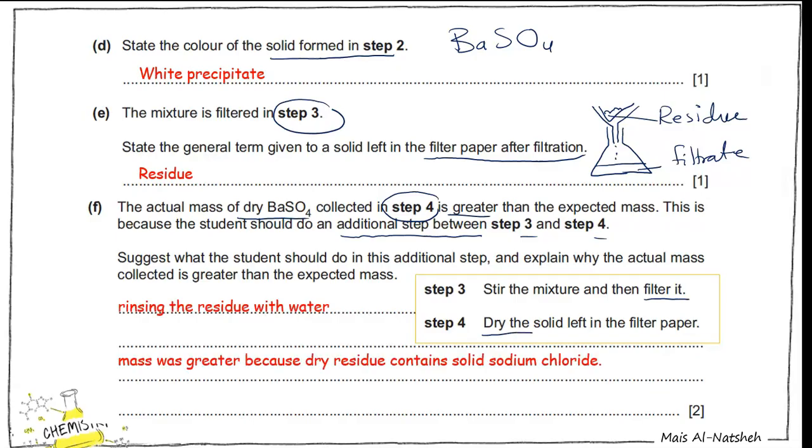Now he should wash it with distilled water to remove any contamination of the sodium chloride to prevent it affecting the mass. So he should rinse the residue with water, and the explanation: the mass was greater because the dry residue contains solid sodium chloride, which should be removed through washing with distilled water.